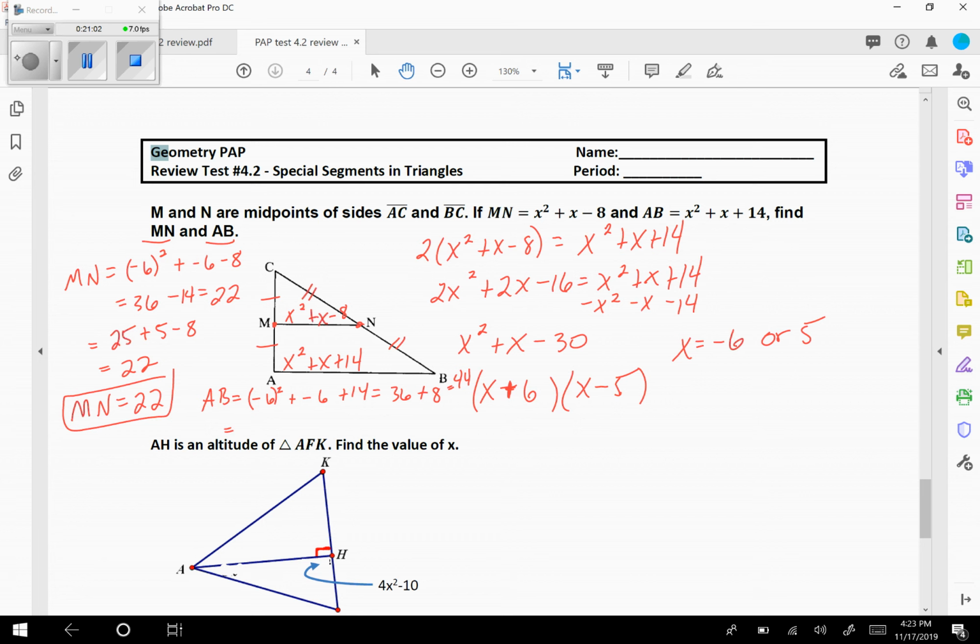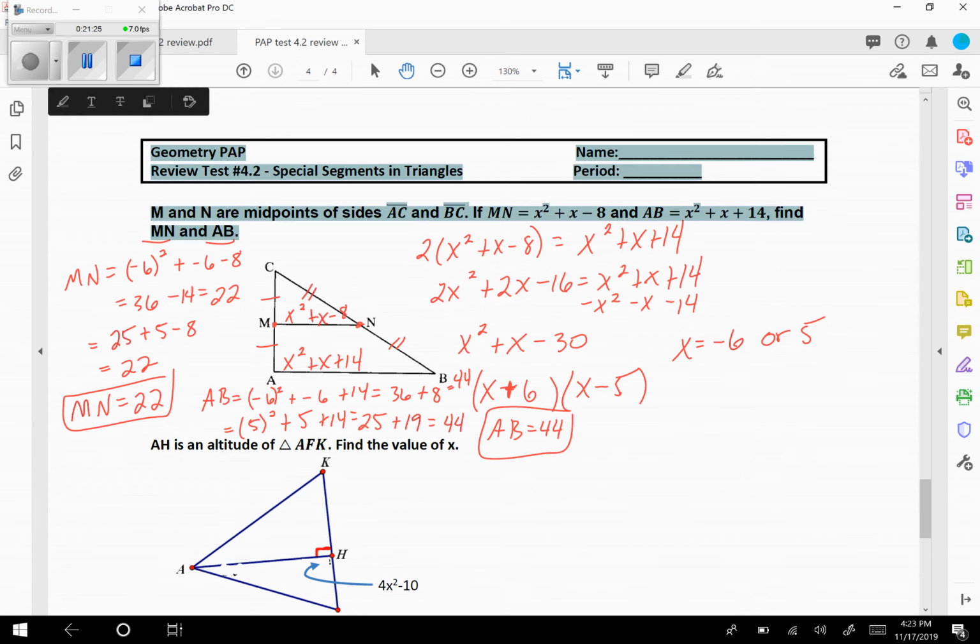Okay, and then we'll just double check here with 5. So 5 squared plus 5 plus 14. Okay, so 25 plus 19. Okay, so it'd be 44 as well. So AB is 44. Good. So we got what we're supposed to, so we did everything right.